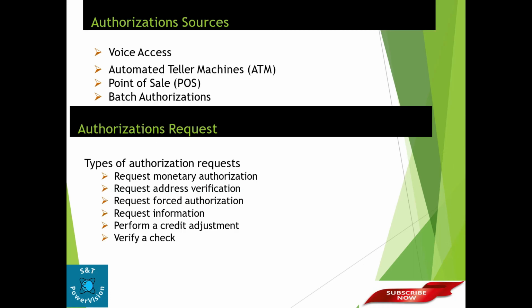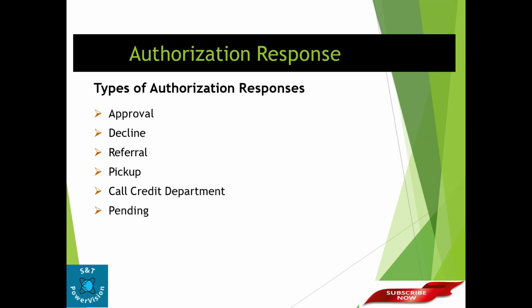Now, what are the different kinds of authorization sources? We can say wires access, point of sale, batch authorization, ATM machine. Nowadays we can also say online transactions or mail order and telephone order transactions. What are the authorization requests? Request money authorization, request address verification, request post authorization, request information, perform a credit adjustment, verify a check. What are the different kinds of authorization responses? Normally it is approval, decline, referral, pickup, call credit department and pending.